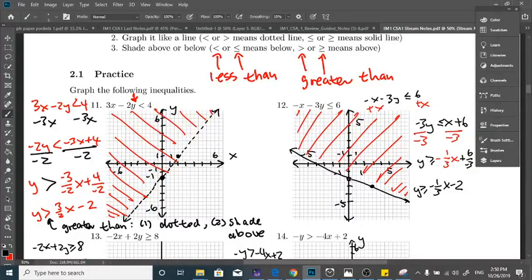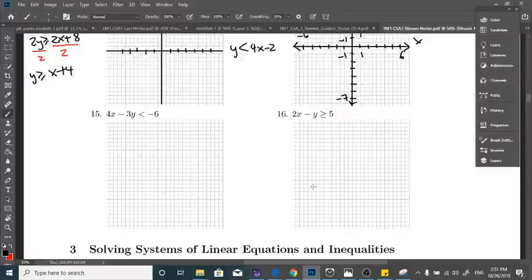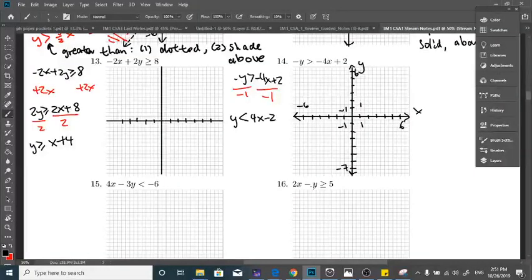And then when we start at negative 2, and then go down 1 over by 3, down 1 over 3, and then this is solid and then shaded above because it's greater than or equal to. Okay, so yeah, the rest of these, I'm going to put that onto Canvas later. I'm gonna just finish doing it right after the stream.